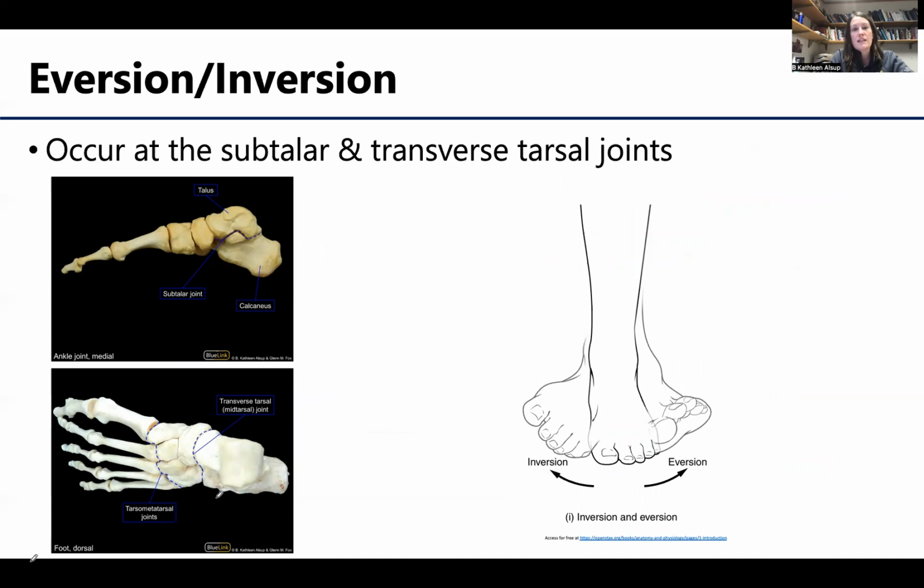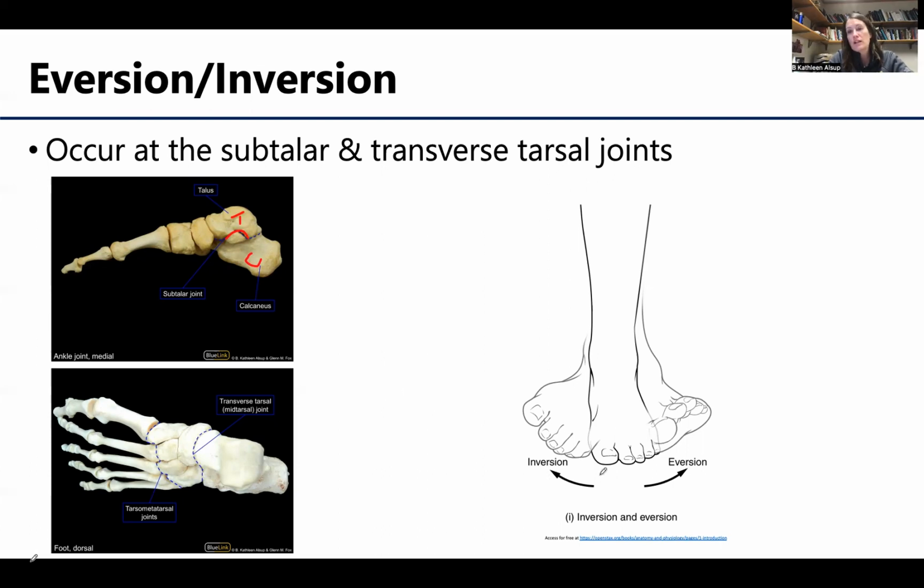Well, first off, this type of movement does not occur directly at the ankle joint. Remember, the ankle joint is a true hinge joint, but eversion and inversion often occur at the same time as movement of the ankle joint. So this will occur specifically at the subtalar joint, which is between the talus and the calcaneus, as well as with the transverse tarsal joint between the talus calcaneal region and the other tarsal bones.